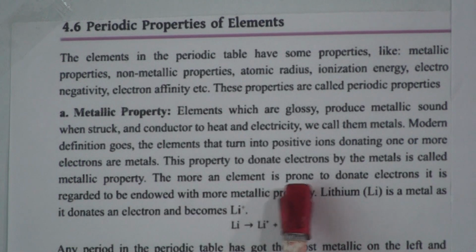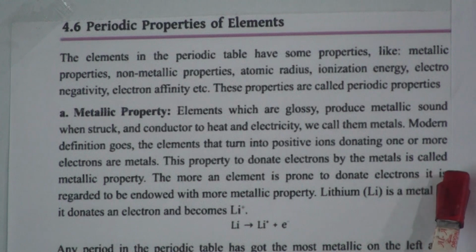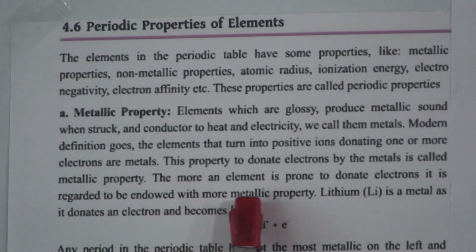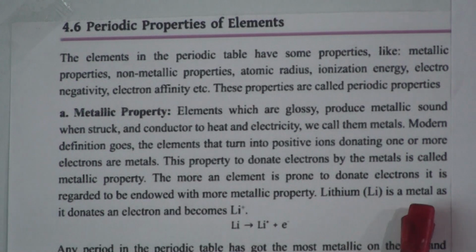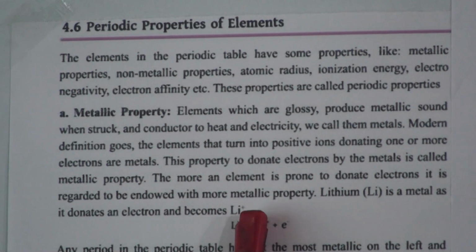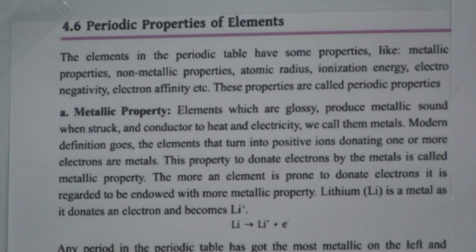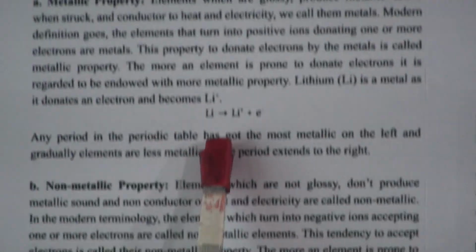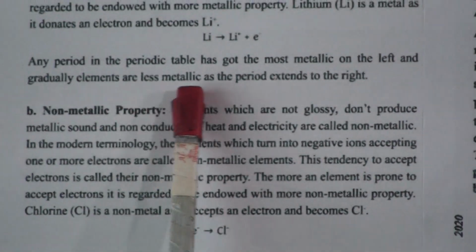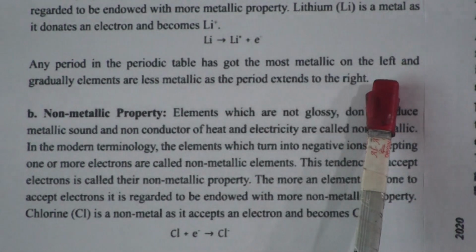The more an element is prone to donate electrons, it is regarded to be endowed with more metallic property. Lithium is a metal as it donates an electron and becomes a lithium cation. That means lithium becomes a one positive charge ion and it gives up one electron. Any period in the periodic table has the most metallic element on the left. Gradually elements are less metallic as the period extends to the right.